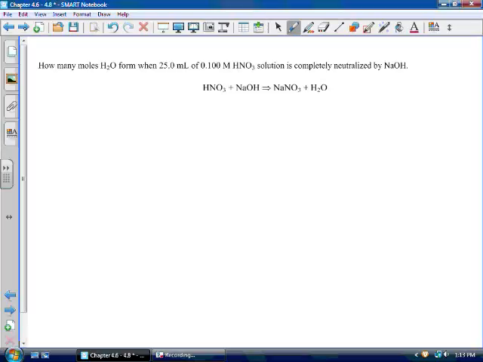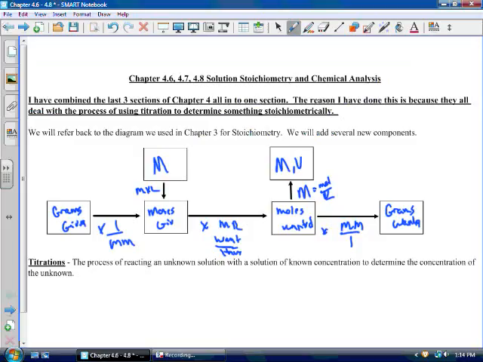We know that we have 0.025 liters of sodium hydroxide. And my advice is to take any volume in milliliters and automatically change it to liters when you write it down, because liters are what you need for the equation. And we know we have 0.100 molar solution of that. We want to know moles of H2O. So looking back at the diagram, we're going to start at molarity given, and we're going to end with moles wanted. So we need to do 3 steps.